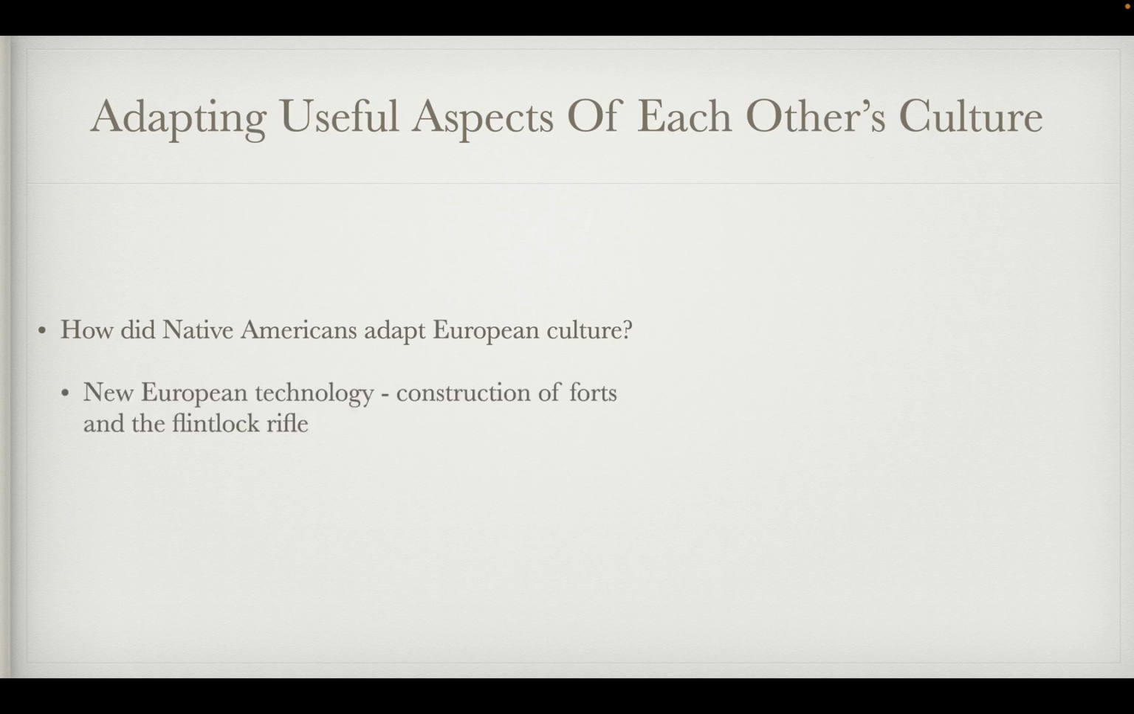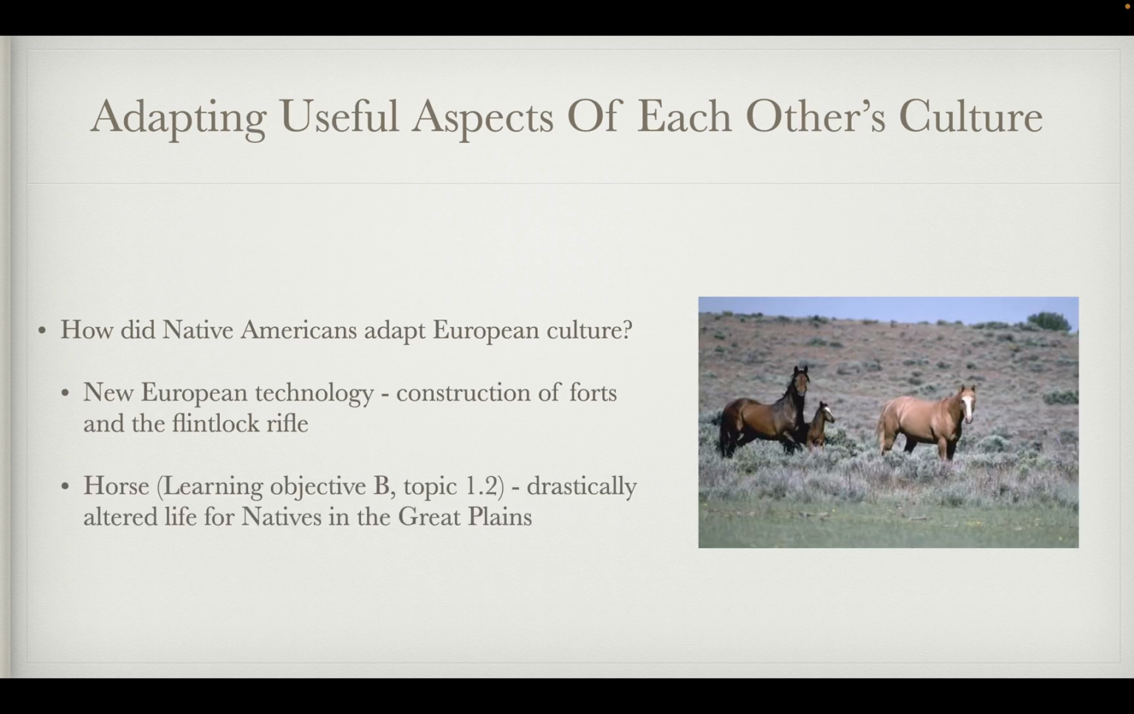Now, each side is going to adapt useful aspects of each other's culture. Native Americans will do so by using technology such as the construction of forts and the flintlock rifle. And the horse that we talked about in Learning Objective B, topic 1.2, this will drastically alter life for natives in the Great Plains when it comes to hunting and traveling and chasing food, in particular the buffalo.